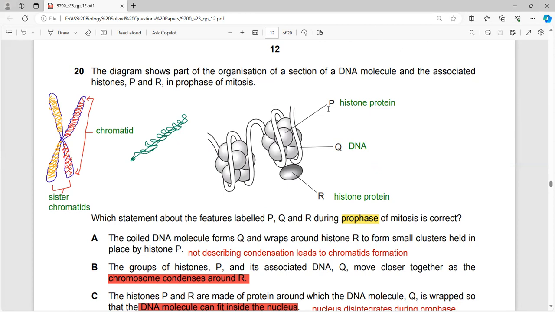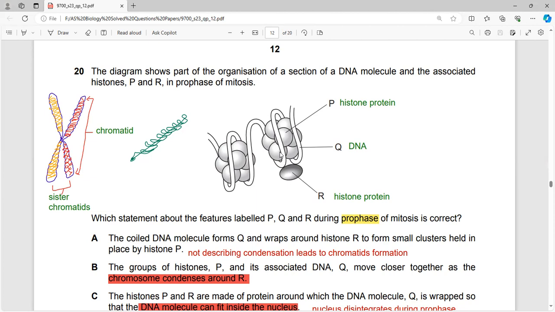So you can see that in this diagram. P is a histone protein, R is also a histone protein, and Q is DNA, which is coiling around the histone protein. So there are two styles of coiling. One style of coiling is when the cell is present in the form of chromatin material. In chromatin material, the coiling forms clusters to get a close packing in the nucleus of the cell.